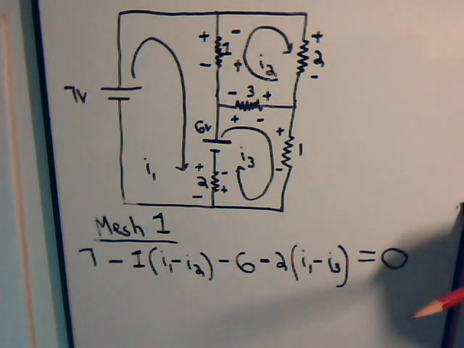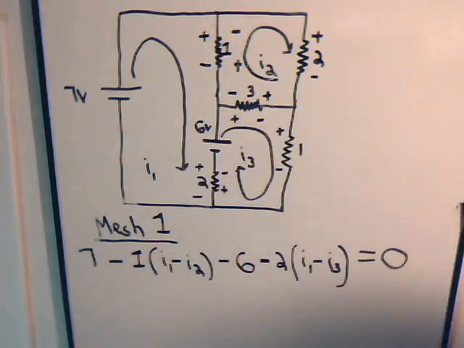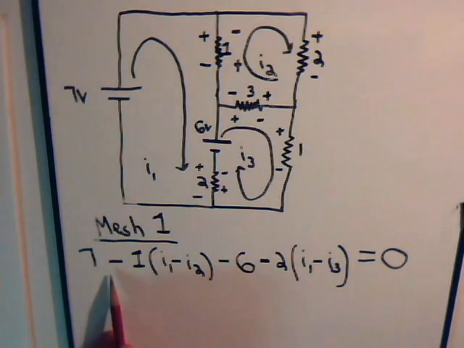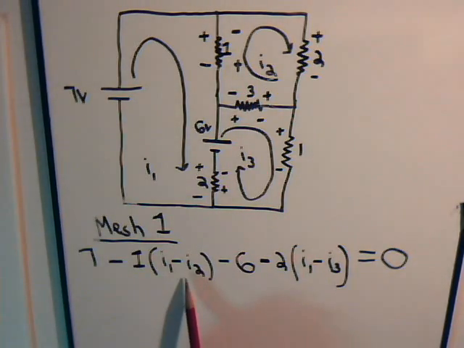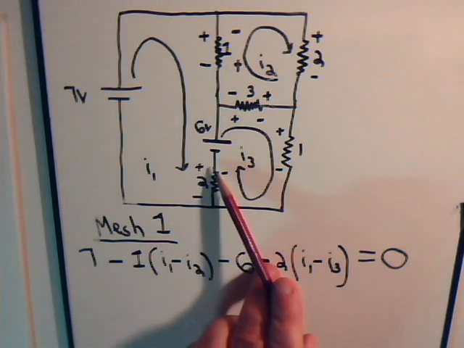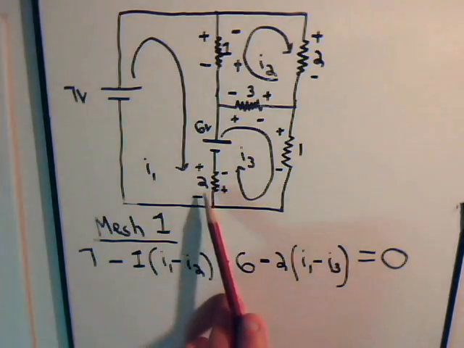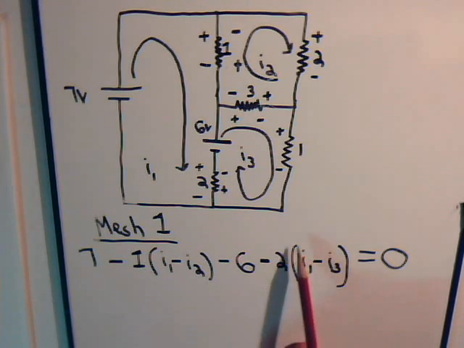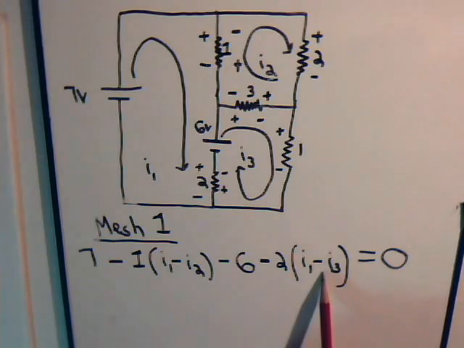So when we ask how much is the voltage drop across this resistor, the fact that it's going from plus to minus is designated with a minus 1, the value of the resistor, times the amount of current flowing through it, which is I1 minus current I2. Here, again, a voltage drop, so we designate that as minus 2, the value of the resistor, times the amount of current flowing through it, which is I1 minus I3.